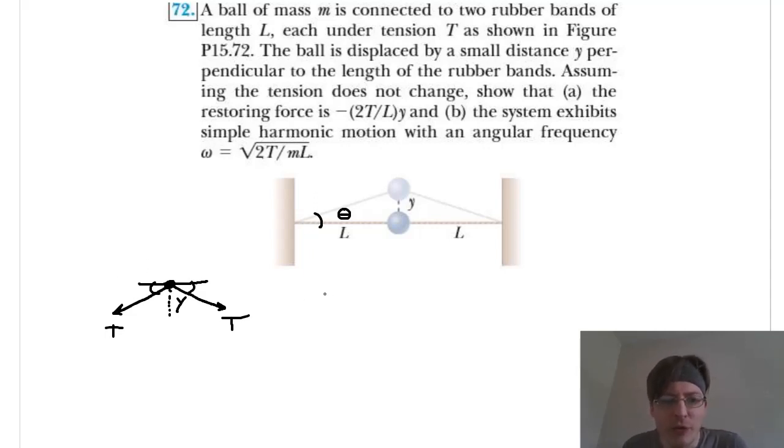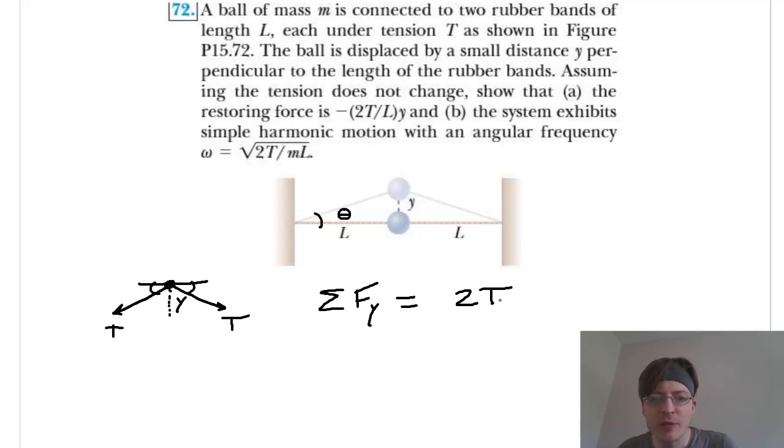Therefore, the net force in the y direction is equal to 2, because there are two tensions, 2T sine of theta. Sine theta will give me the component of the tension which points downwards in the y direction. And notice it is downwards, so I need a minus sign. Now if y is very small, then I can use my small angle approximation, and this is just going to be minus 2T times theta.